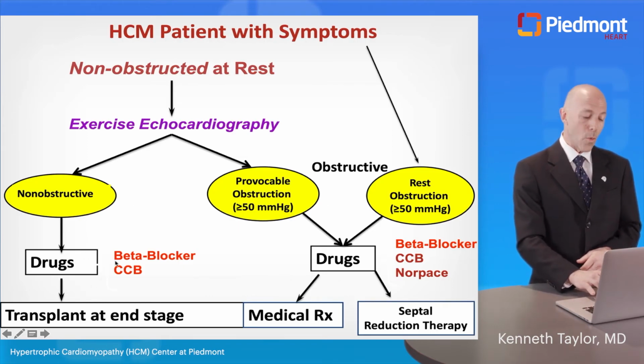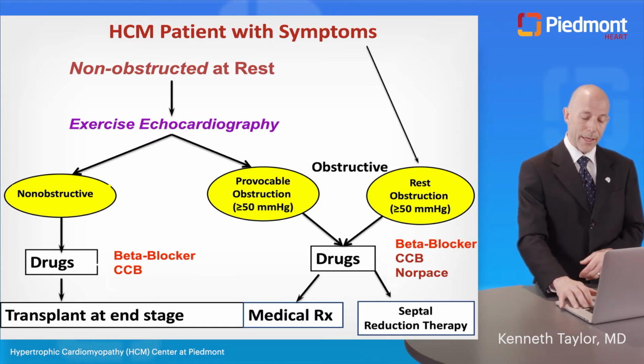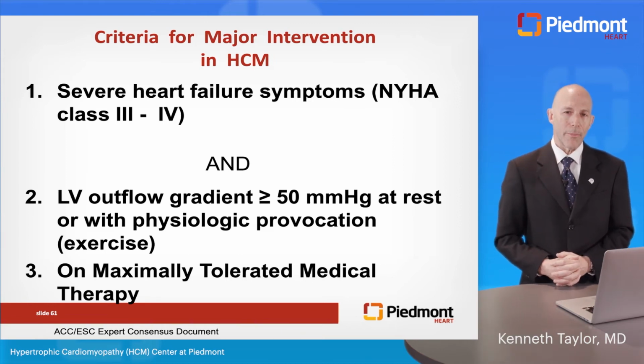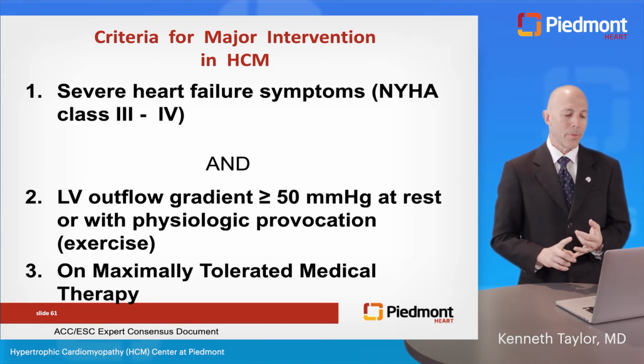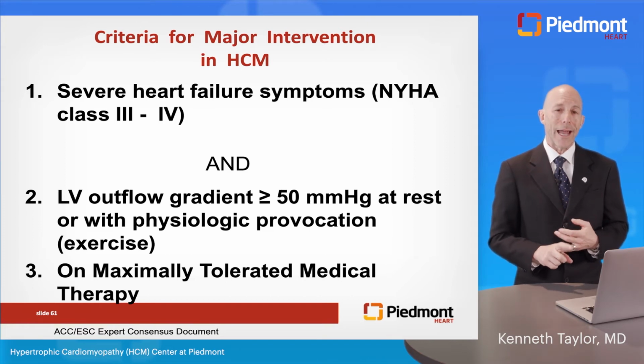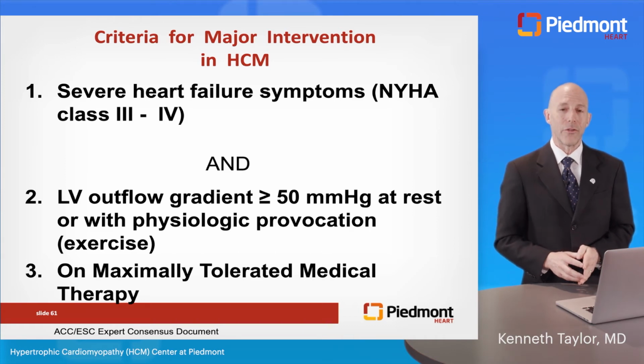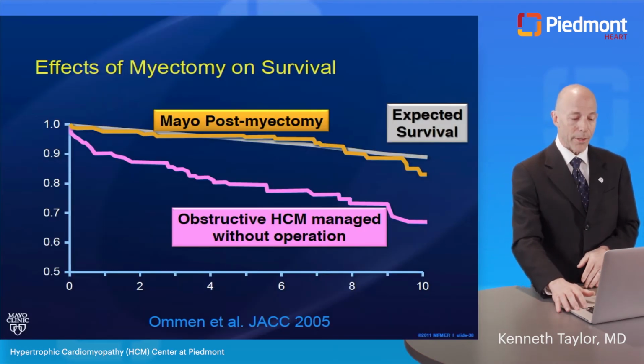In the non-obstructive form, some percentage of them can progress to dilated cardiomyopathy and need to be evaluated for transplant at end stage. The criteria for septal reduction therapy, of which there are two that we'll talk about, are severe symptoms, so persistent New York Heart Association class 3+ symptoms, and an outflow tract gradient at rest or with exercise of over 50 millimeters of mercury on optimal medical therapy. So the current guidelines recommend that you have to really have all three of these to consider septal reduction therapy.